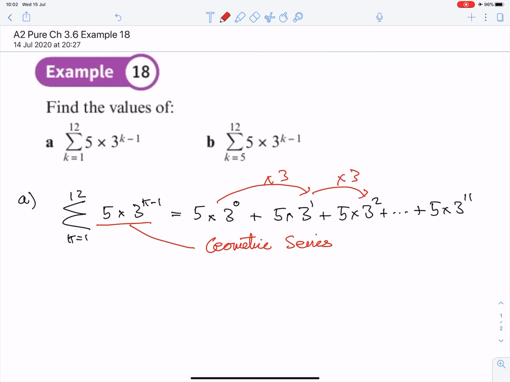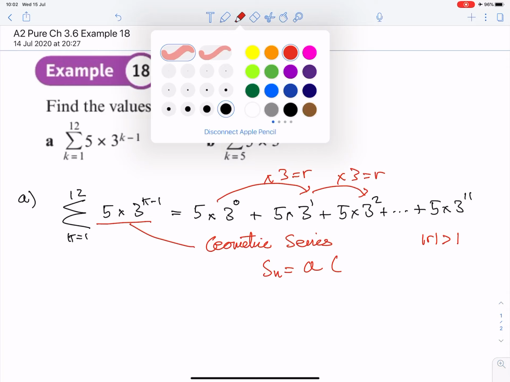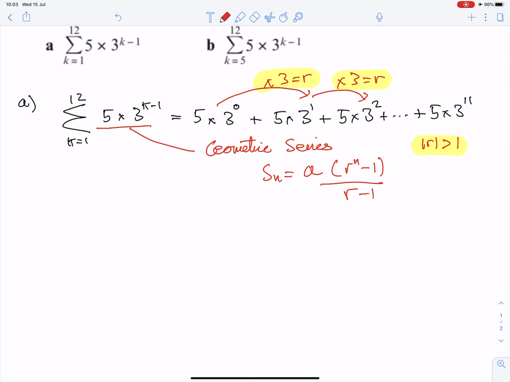So we should be thinking about the sum of the first n terms of a geometric series, a times... what do we notice about r here? The modulus of r is greater than 1. These values are our r values, aren't they? Because it's a common ratio that we've got. So r is greater than 1. So we want the version where we've got r to the n minus 1 over r minus 1, because we don't want to work out each term separately, especially as you get larger numbers of terms.